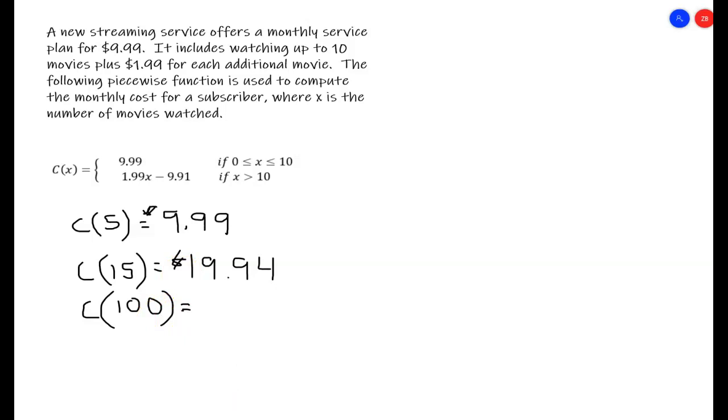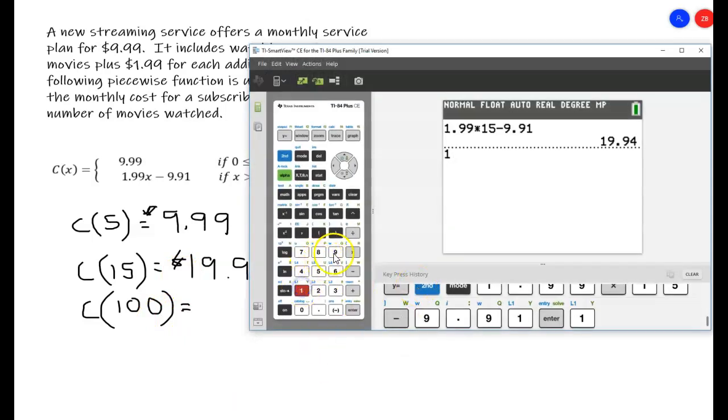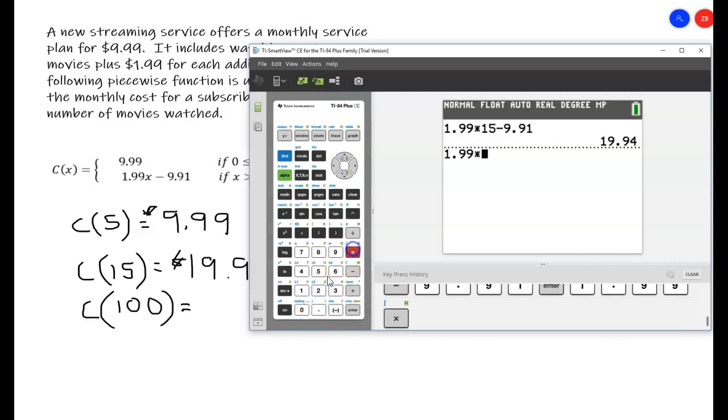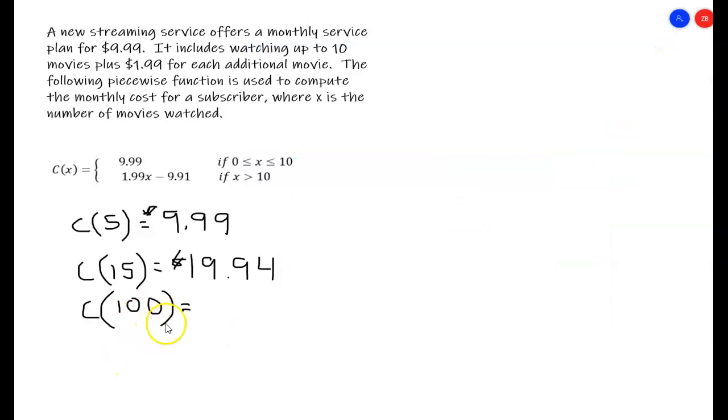So we're starting to get a little expensive here. Now let's look at what happens when we have 100. So I'm going to go back up here. I'm going to do that $1.99 times 100. We're going to subtract out the 9.91. And that's 189.09. So that was an expensive month. So if we're going to watch 100 movies in a month, we're better off using something that just has a flat fee there.